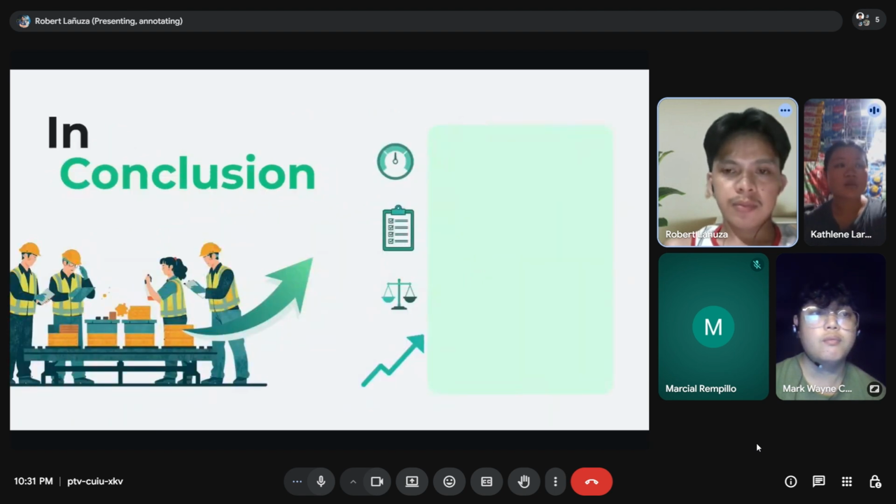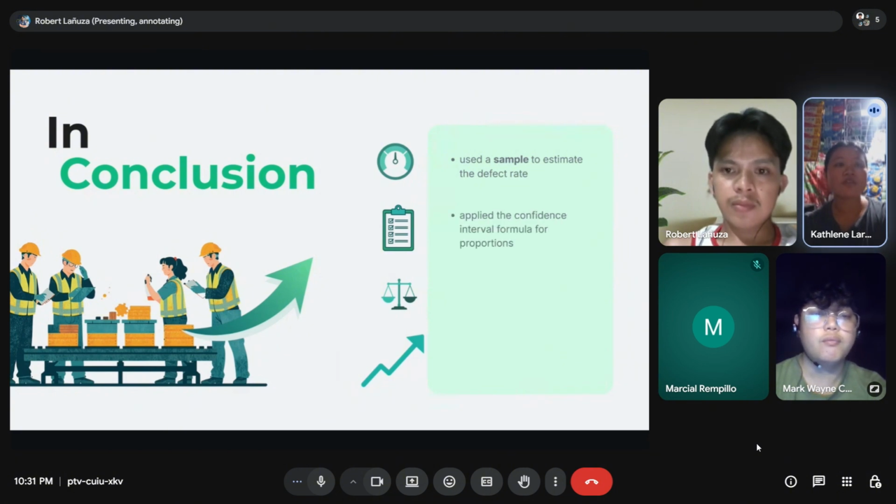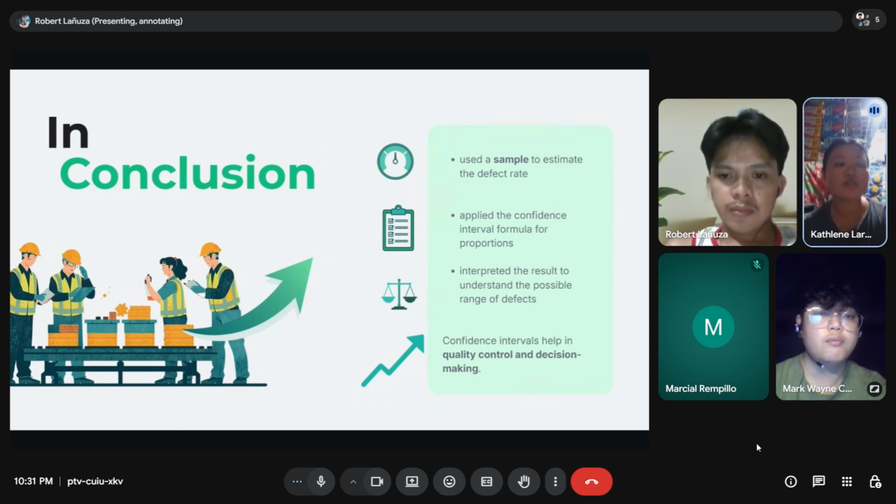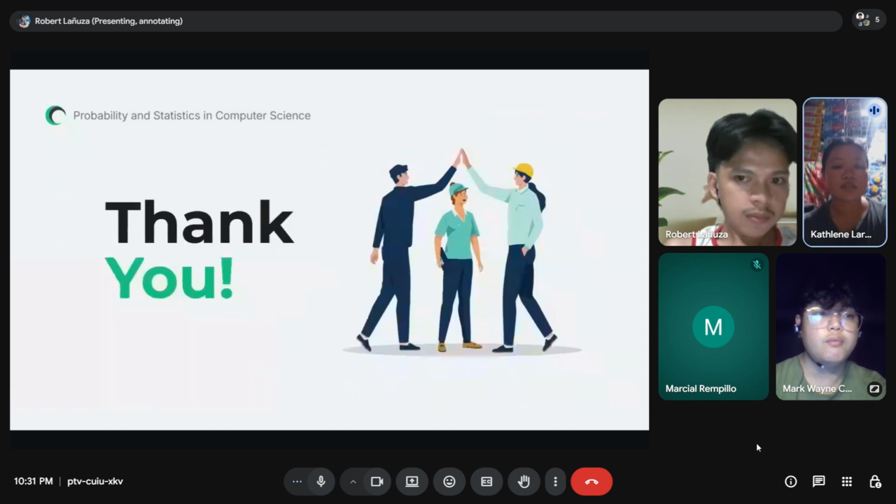To summarize, we use a sample to estimate the defect rate. We applied the confidence interval formula for proportions, and we interpreted the result to understand the possible range of defects. Confidence intervals are powerful tools that help in quality control and decision making, even when complete data isn't available.